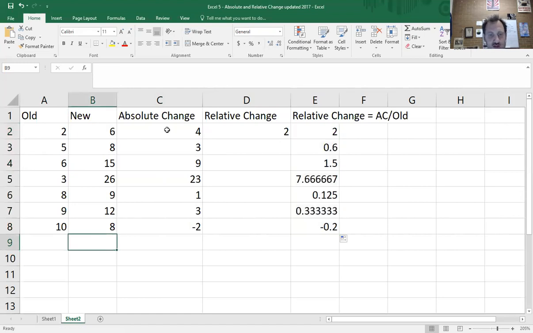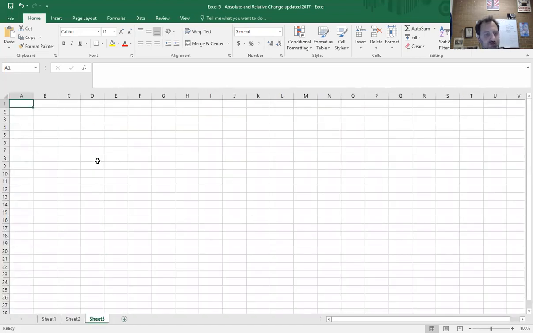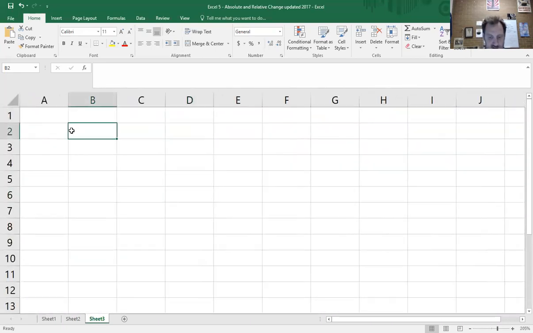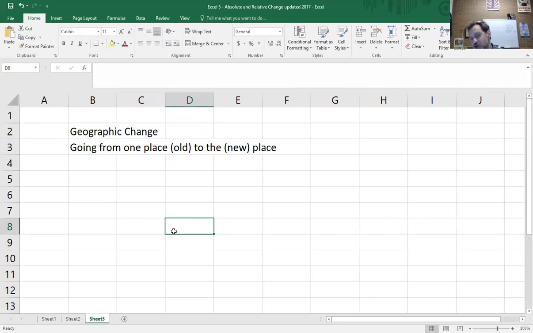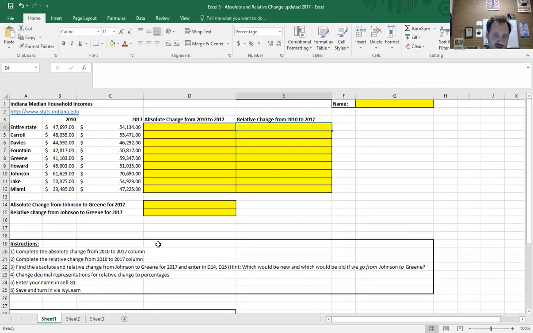Now remember that in geographic change, I think a good way to think about that is going from one place, that's the old, to the new place, which is obviously the new. So if you think about that directionally, like I started here, I'm going here, then you should be able to connect up which one is old and which one's new. And some of these might be formatted as percentage. I see these cells here are already percentage. I think this one is general. If you want to change the relative change here to percentage, remember you've got this percentage button here.